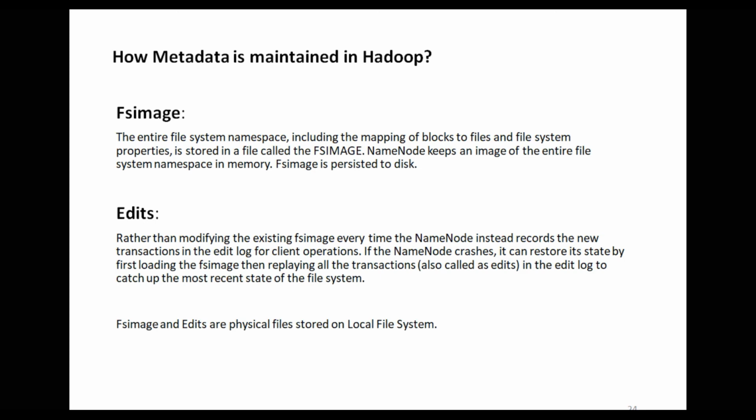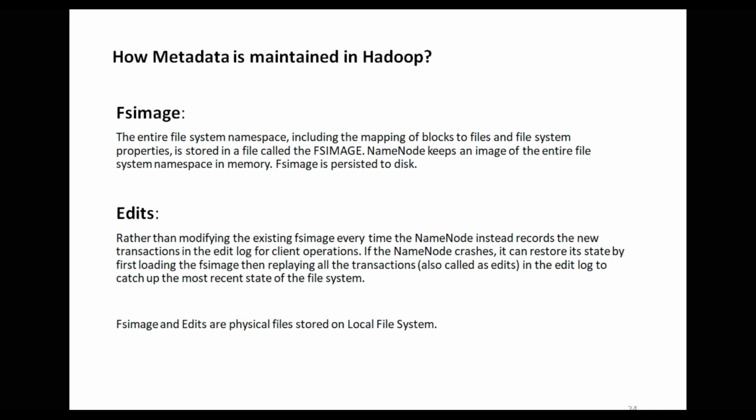FS image persists to disk. So FS image is a file, and it is stored on the disk. And edits, what are the edits? Rather than modifying the existing FS image every time, the name node instead records the new transactions from client applications in the edit logs.